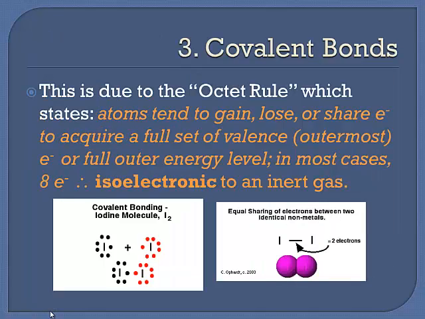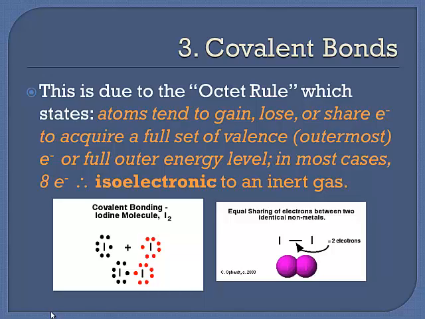In doing so, they're hoping to achieve what we call the octet rule, which states that atoms will gain, lose, or in the case of covalent compounds, share electrons in order to acquire a full set of valence or outermost electrons. That will fill their outer energy level. We'll talk more about what that particular piece means when we look at electron and orbital theory. That won't be till after the mole.